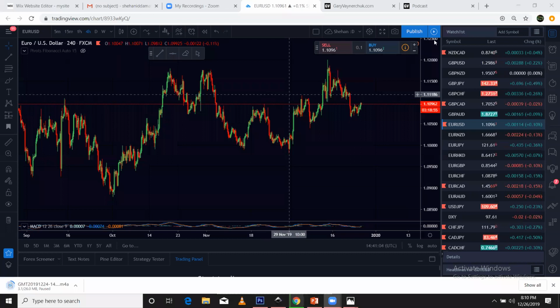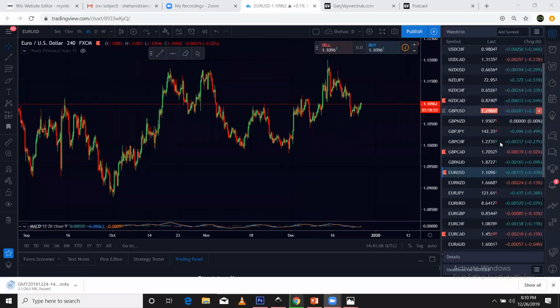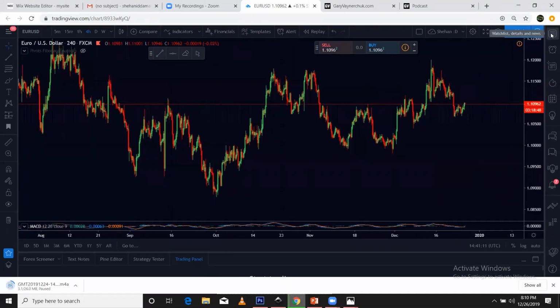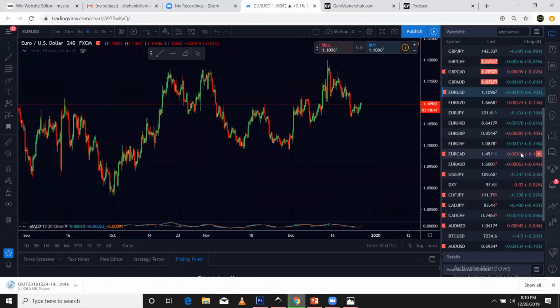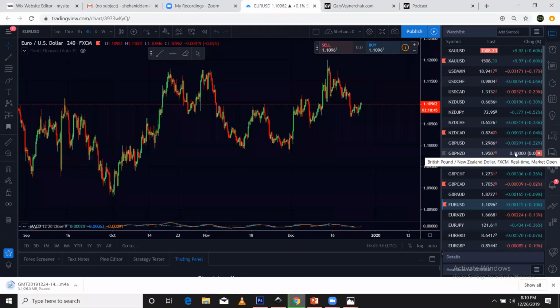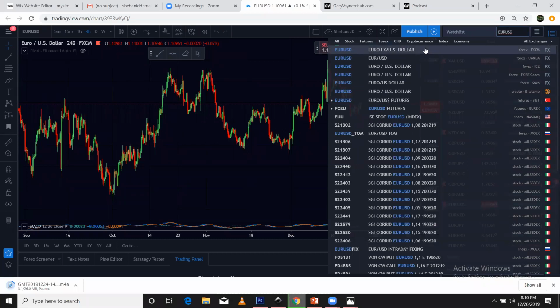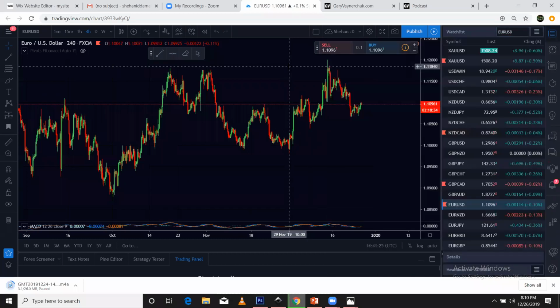Unlike in Harmonic Scanner, where we have the currency pairs on our right side, here, if you don't see it, click the first icon, the watchlist, and you get some pairs. And if you don't find the pair you want, you can go to add symbol and simply type, like, EURUSD. You type it, click the very first result, and you get the chart, right?